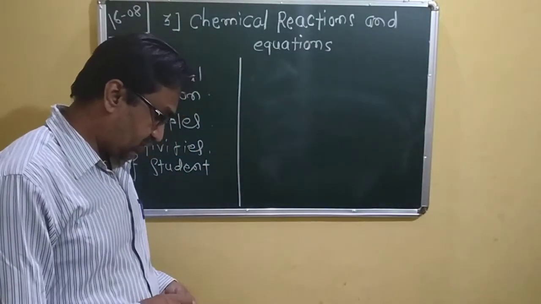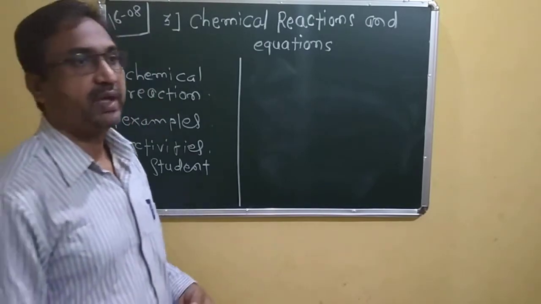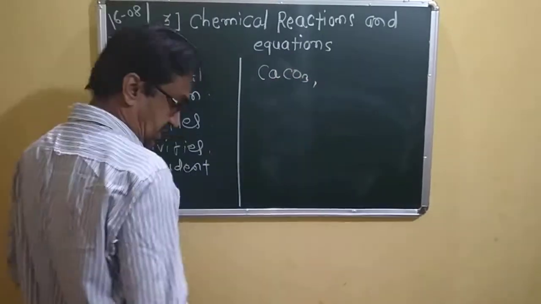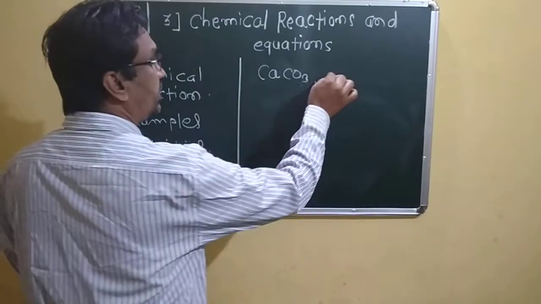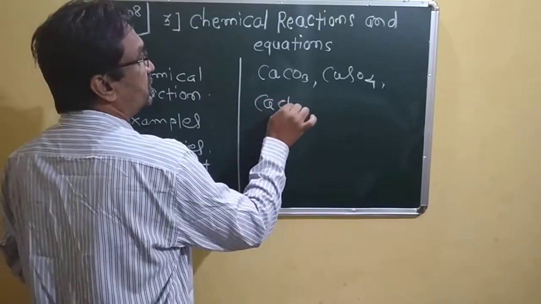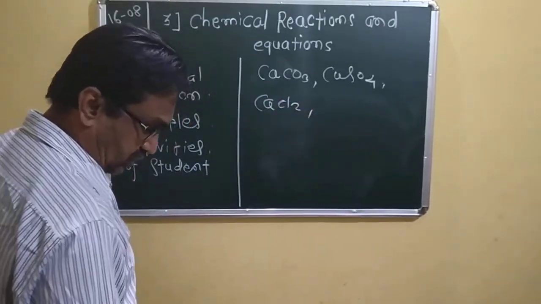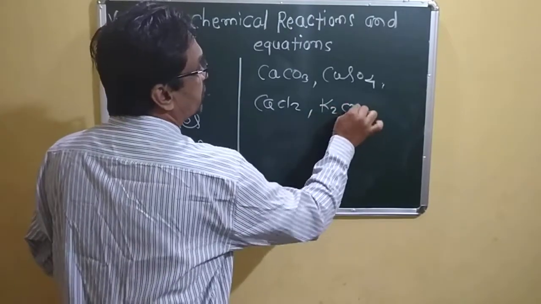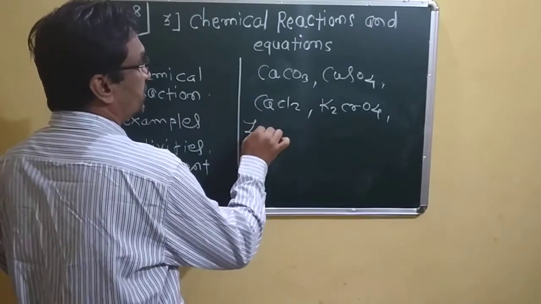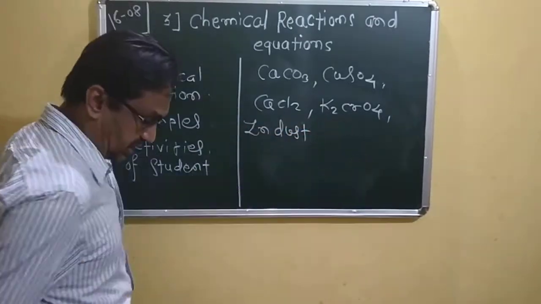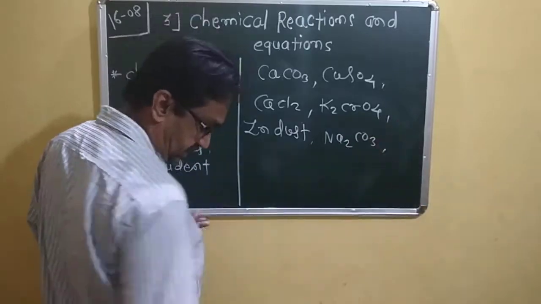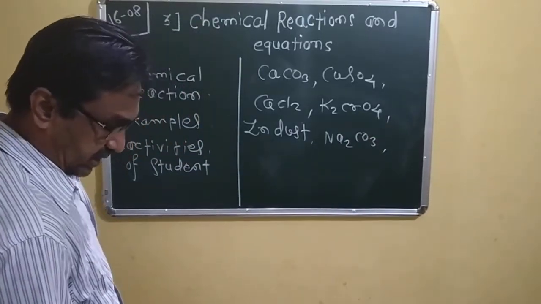The chemicals we have provided are limestone powder, CaCO3, copper sulfate, that is CuSO4, calcium chloride, CaCl2, potassium chromate, K2CrO4, zinc dust, sodium carbonate, and phthalic anhydride.